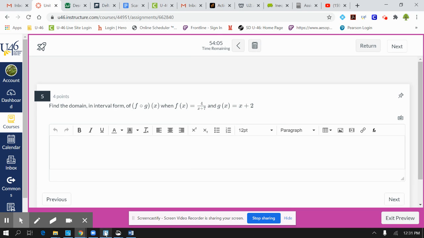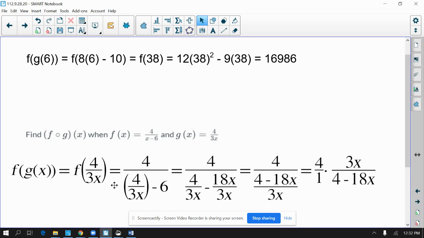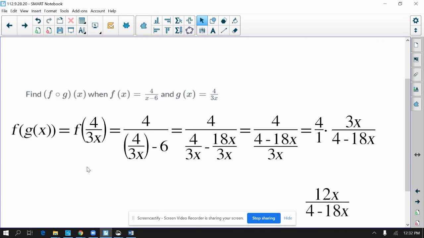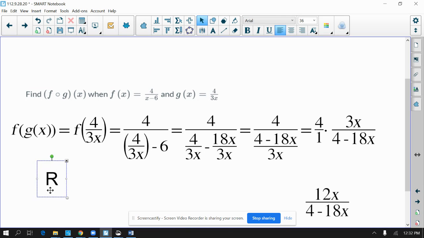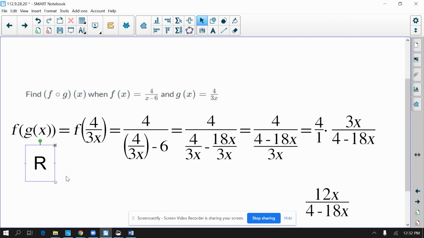So this one I have worked out as well, right here. First of all, when we talk about domain of a composition, I always like to think that x equals all real numbers. Let x equal everything. And now x is going into g. Now g is 4 divided by 3x. So right off the bat, x cannot equal 0.